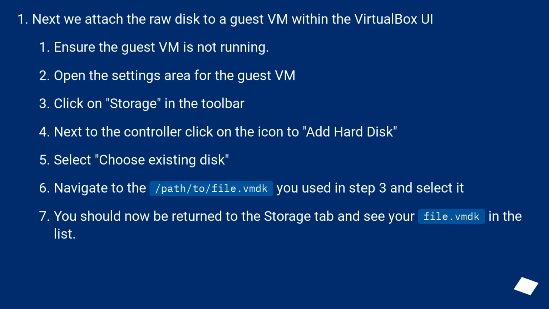Next, we attach the raw disk to a guest VM within the VirtualBox UI. Ensure the guest VM is not running. Open the settings area for the guest VM. Click on Storage in the toolbar. Next to the controller, click on the icon to add hard disk. Select Choose Existing Disk. Navigate to the /path/to/file.vmdk you used in step 3 and select it. You should now be returned to the Storage tab and see your file.vmdk in the list.